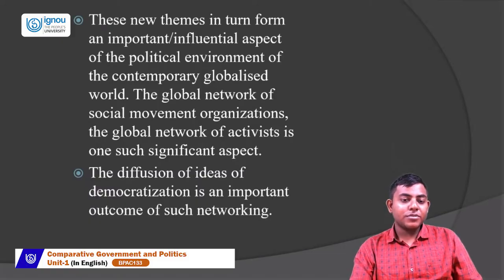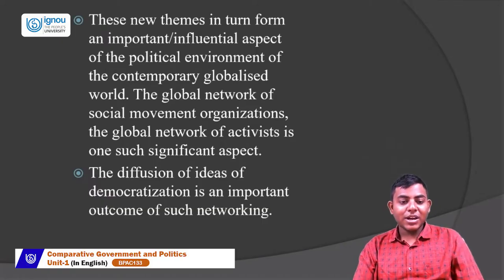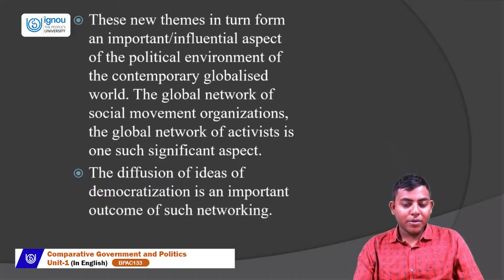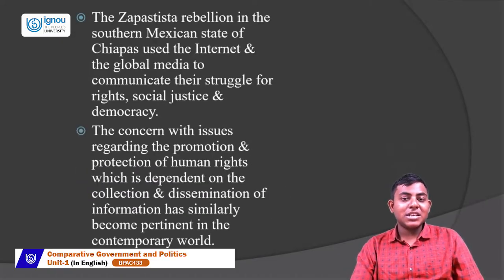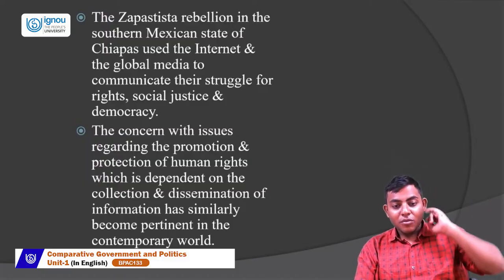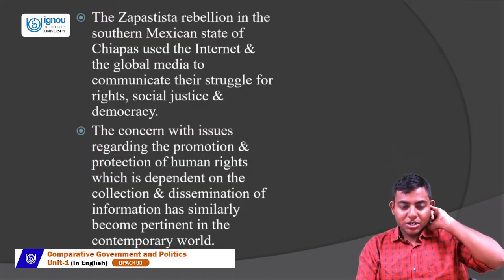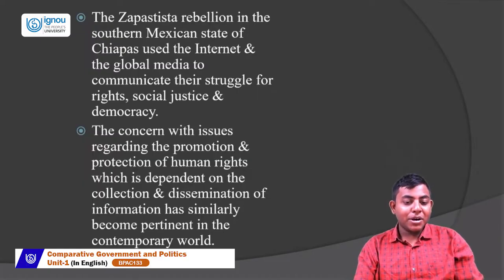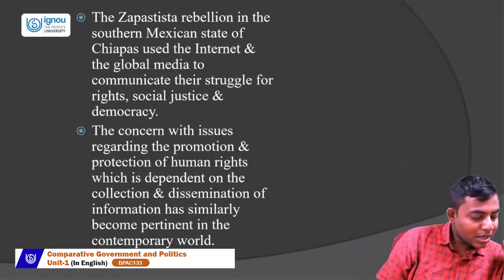And these new themes, in turn, form an important influential aspect of the political environment of the contemporary globalized world. So the global network of social movement organizations, the global network of activists, is one such significant aspect, and the diffusion of ideas of democratization is an important outcome of such networking. The Zapatista rebellion in the southern Mexican state of Chiapas used the internet and the global media to communicate their struggle for rights, social justice, and democracy. The concern with issues regarding the promotion and protection of human rights, which is dependent on the collection and dissemination of information, has similarly become pertinent in the contemporary world.